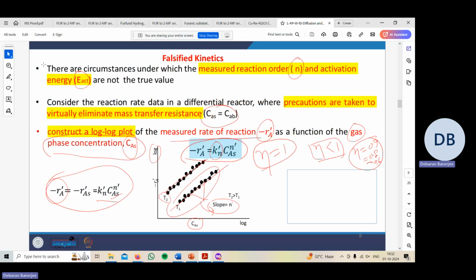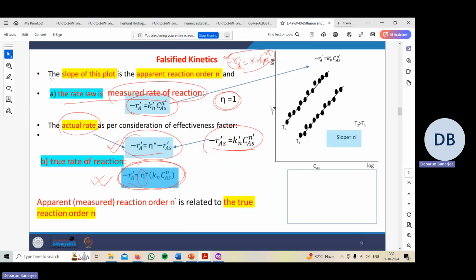So if I have to do that, construct a log-log plot of the measured rate of reaction, minus RA, as a function of the gas phase concentration. So minus RA equals Kn into CAS to the power n. The slope of the plot is the apparent reaction order n, and the rate law is measured as the rate of reaction, minus RA equals Kn CAS to the power n.